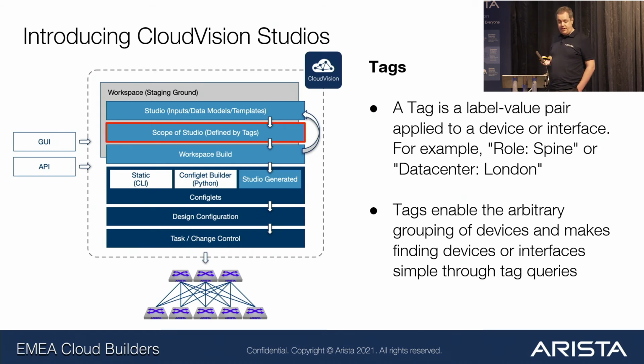As I mentioned, tags. These are label-value pairs. So, for example, we could assign a role and then spine, or data center in London. They're completely flexible in how you want to structure your tags. But it's a way of managing the devices within the system, because although we've had the container model for quite some time, it is restrictive in some cases. It doesn't always account for scenarios where you want to apply a particular configuration against certain devices with certain requirements. As I say here, arbitrary grouping of devices, and we can also search by tags as well.